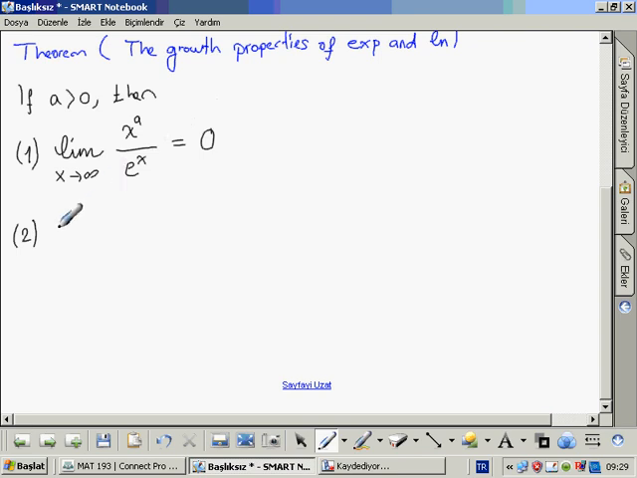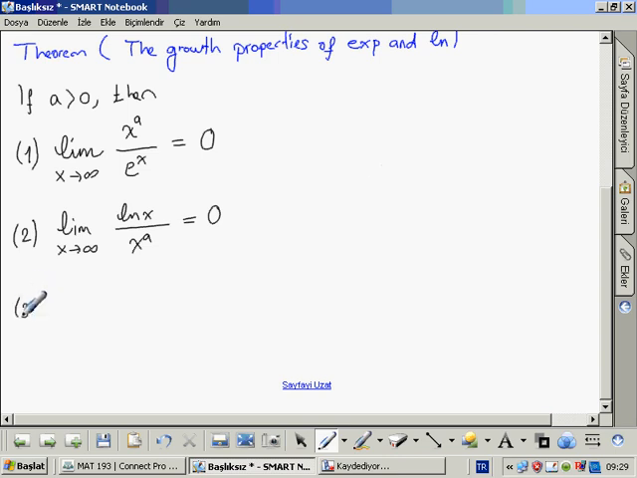Please understand and analyze this limit: the limit as x goes to infinity of ln x over x to the power of a. This equals 0 again, because x to the power of a goes to infinity faster than the numerator again.